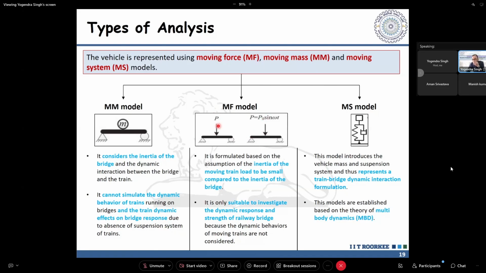By modeling the train as load, the bridge will be modeled using grillage or finite element as we have discussed yesterday.